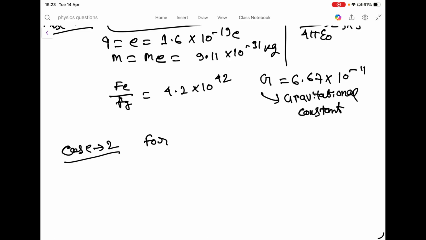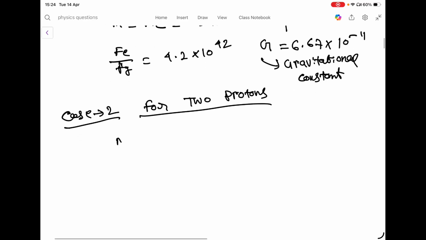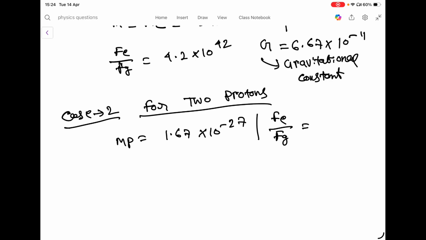And the second case is for two protons. For two protons, we know the mass of the proton is 1.67 into 10 to the power minus 27. And what will be the F E by F G? We just put the values in place of m1 and m2, and you will easily get 1.24 into 10 to the power 36, right?